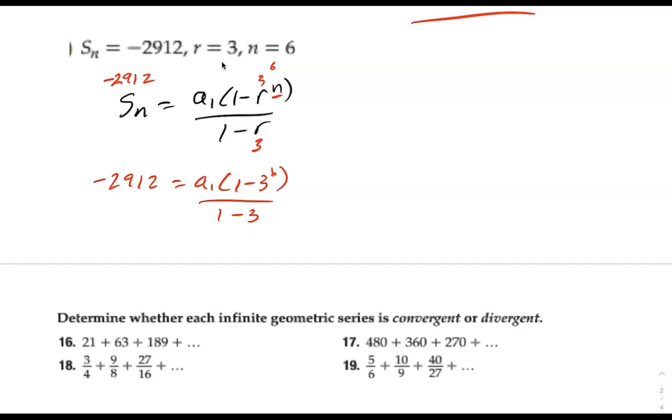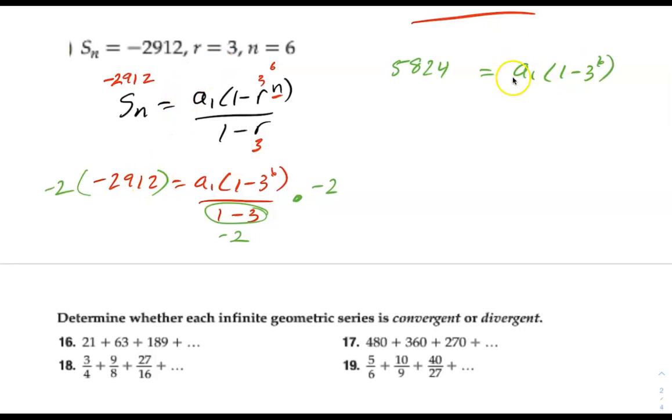So like that, simplify it a little bit. So this right here is negative 2. Let's get rid of that fraction. Multiply both sides by negative 2. So I'm going to get 4, 2, 8, 5, 5, 8, 2, 4 equals a1 times 1 minus 3 to the 6.